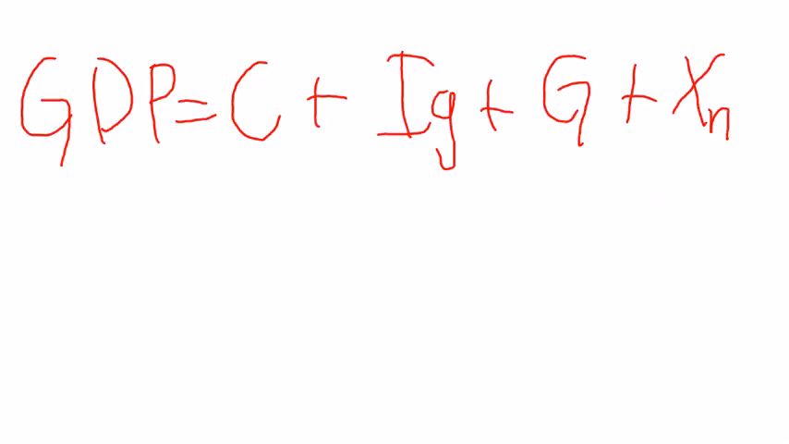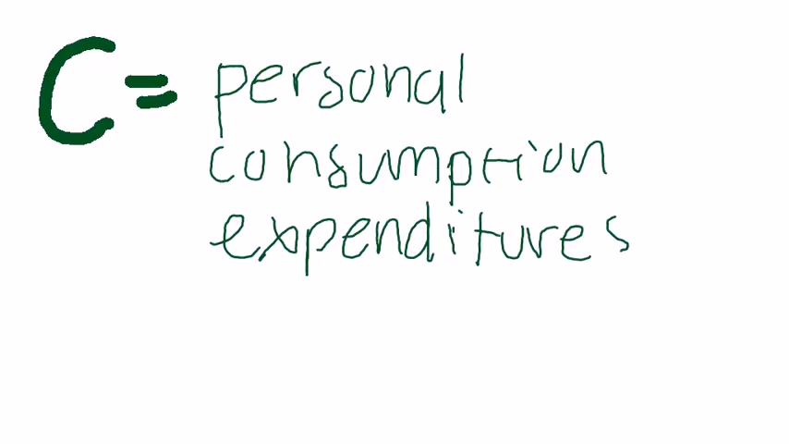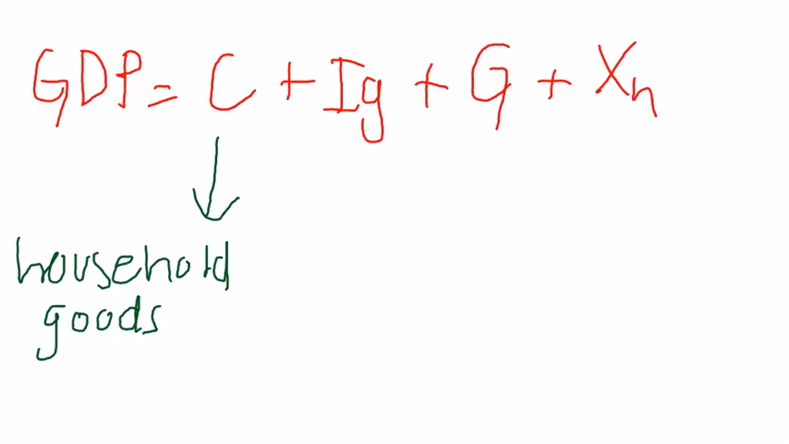The equation for GDP is C plus IG plus G plus XN. There's a lot of variables in this equation, so we'll start with the first, C. C represents the personal consumption expenditures, which cover all expenditures by households on durable consumer goods, non-durable consumer goods, and consumer expenditures for services. So now we have the C down, so basically household goods.